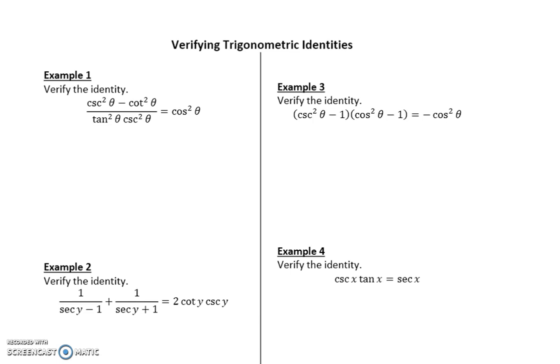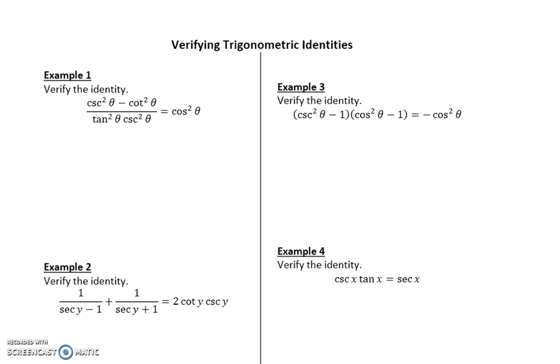It's kind of like a proof. So you're only working one side of the equation. And I suggest you try to start with the most difficult looking side, the most complex side, because it's easier to manipulate that and get it down to something simpler. All right, so let's take a look at the first one.